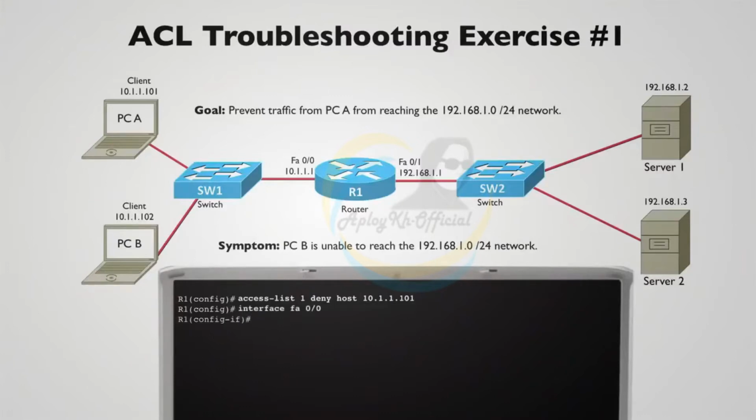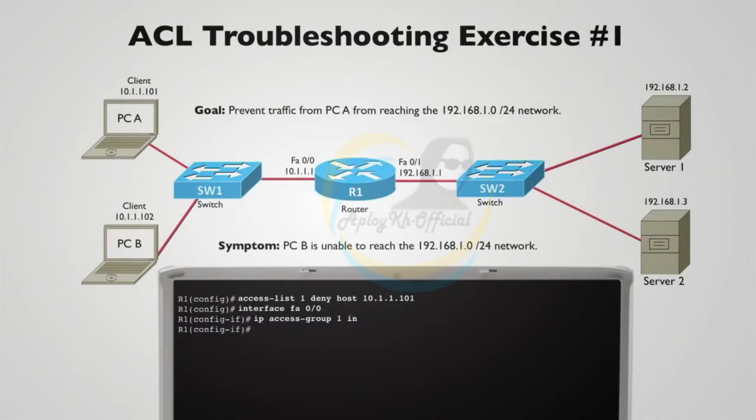We're taking this access list, going into interface configuration mode for Fast Ethernet 0/0, and applying the access list in the inbound direction as traffic is coming into Fast Ethernet 0/0, and traffic from PCB is being blocked. You might want to pause the video right now and theorize as to why PCB is unable to reach those servers. When you think you know what's going on, you can resume the video and we'll talk about a solution.